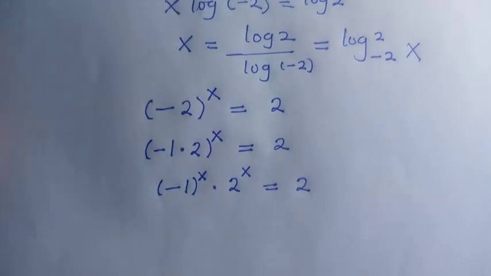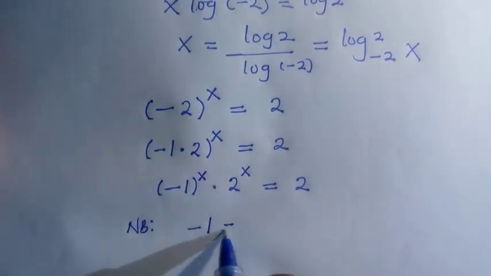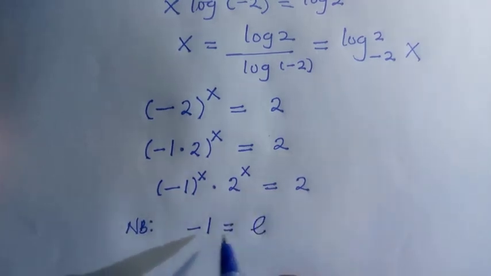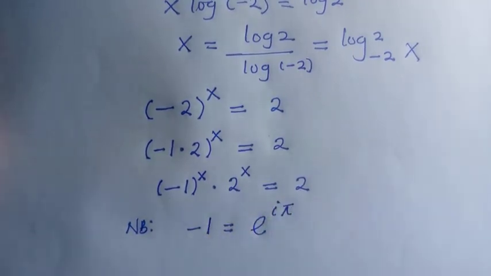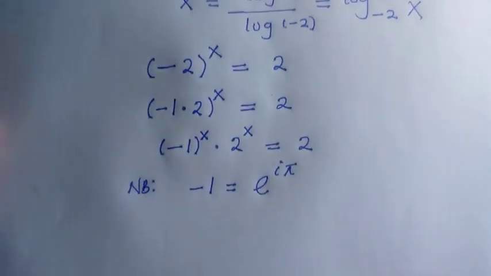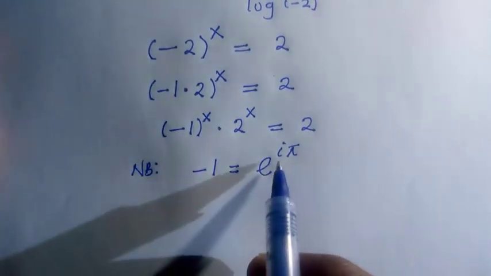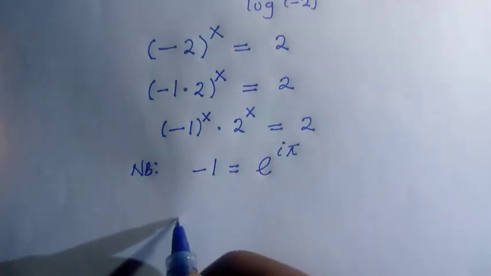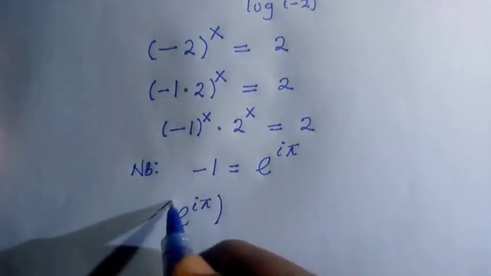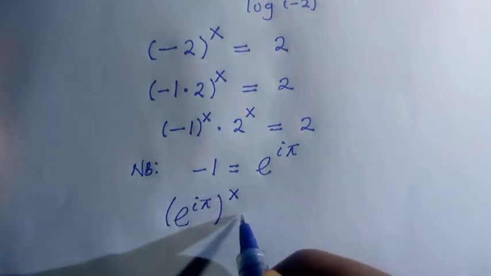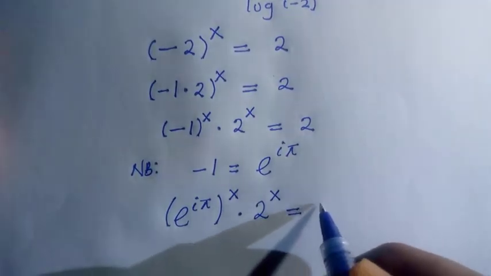And with what we have here, we have to recall that anytime we have -1 in a complex space, it is given as e to the power of i multiplied by pi. So that is in complex space values. Then we have to replace it. By replacing -1 with exponential i pi, we have e to the power of i pi, then all raised to the power of x multiplied by 2 to the power of x. This equals 2.